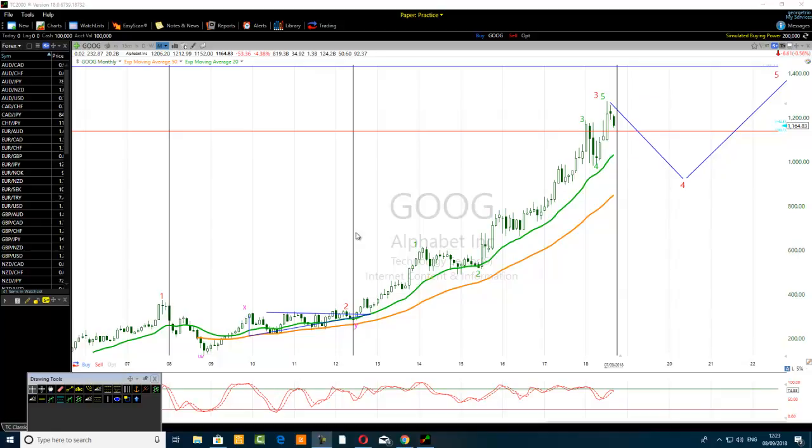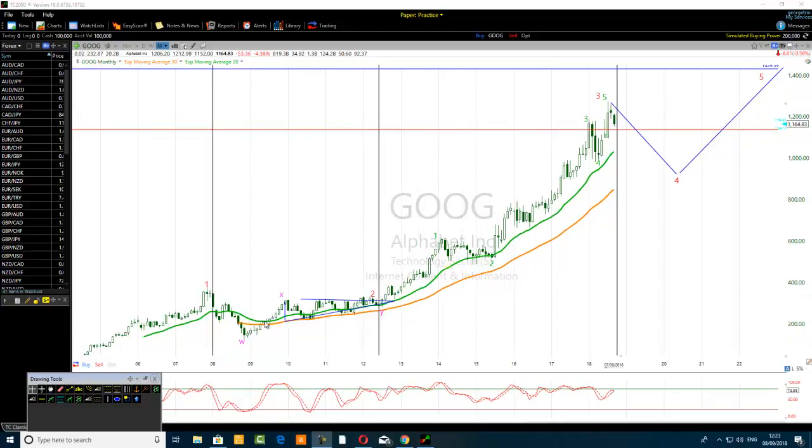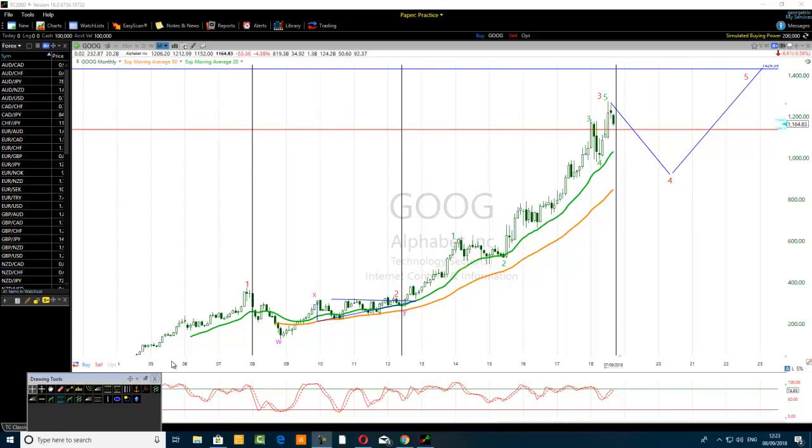higher degree. Our forecast is that after that we'll have a fourth wave of a higher degree and the fifth wave of a higher degree. With the information that we have today, that's all we can say. If the price begins to print something different, we'll come back and review our wave count.